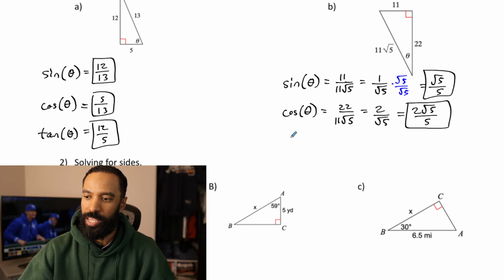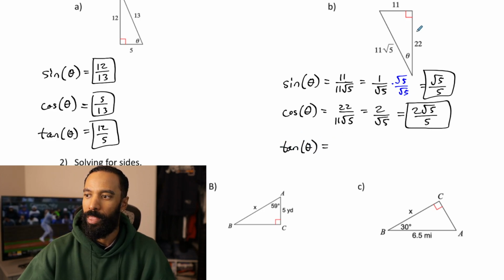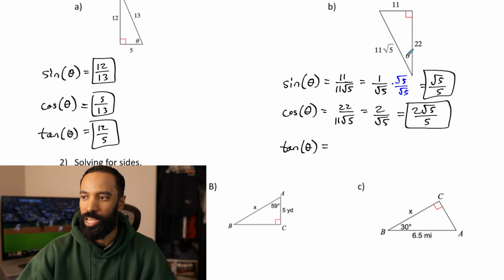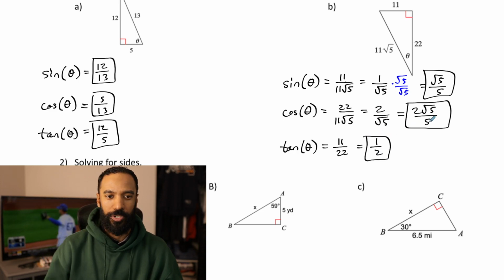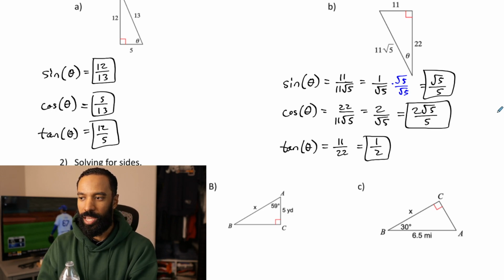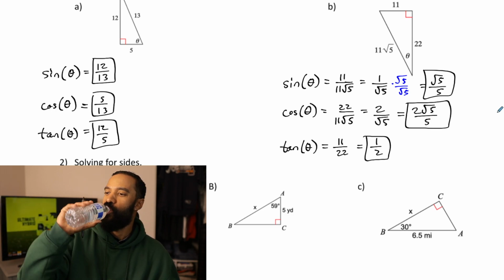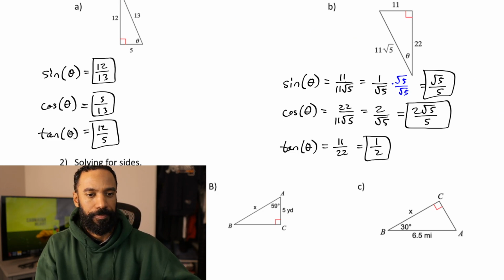And then the tangent of theta, we do opposite over adjacent. Opposite theta is 11, and the adjacent leg is 22, and that's just 1/2. Well, that was the easy one. We should have started with that part. So yes, 1/2 is just that answer. Meanwhile, sine and cosine get a little different. All right, that is part B of number 1.